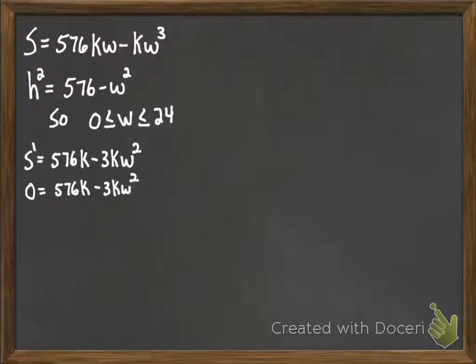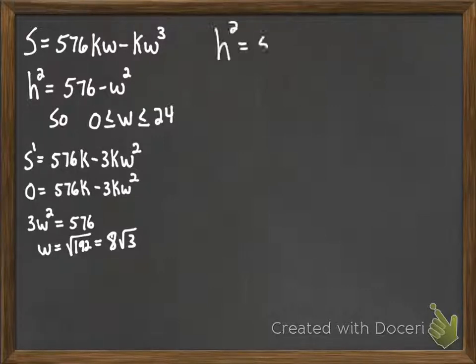And then we want to solve for w squared. So we bring the 3w squared over, 576 on the other side. Divide by 3. We'll get 192. Take the square root of 192. We get that W is 8 square roots of 3. So we know that W now is 8 square roots of 3.